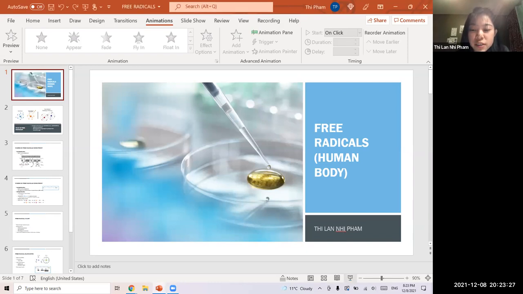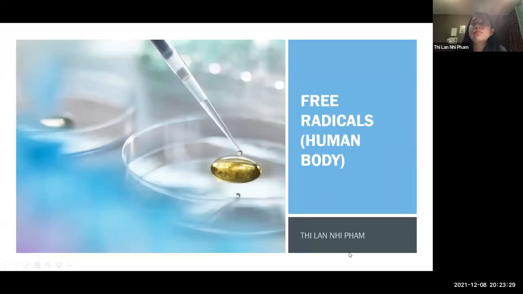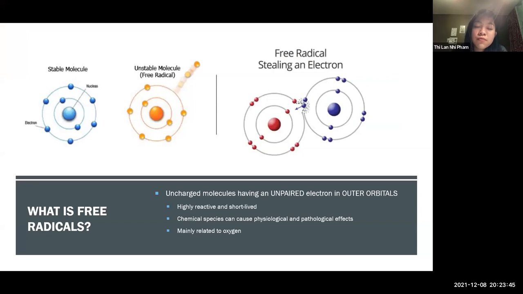So for today, I'm going to talk about, for example, when we learn about all this Lewis structure, we may be wondering what it does to our lives. We're doing general chemistry. However, today I'm going to bring up a topic, which is free radicals and their impacts on our human body. So first of all, what is a free radical?